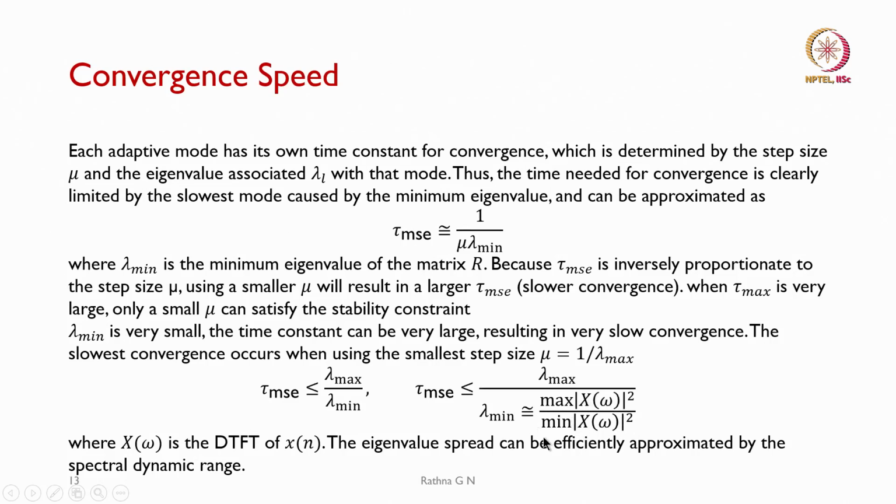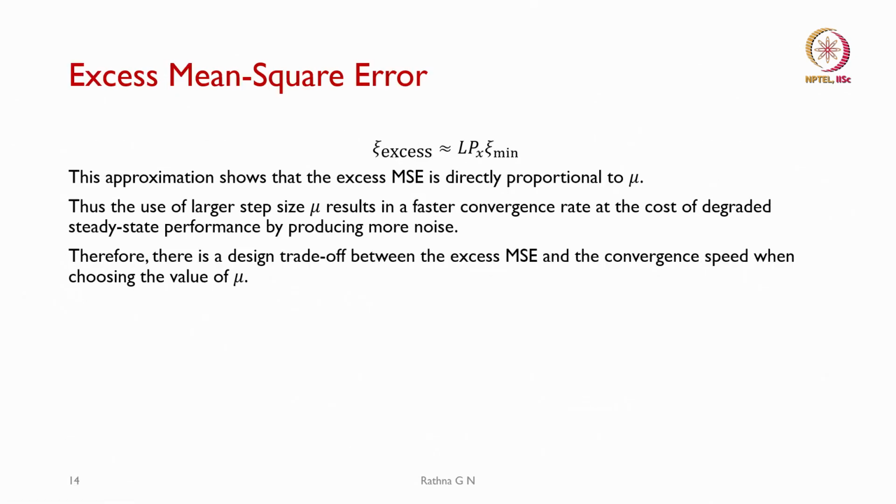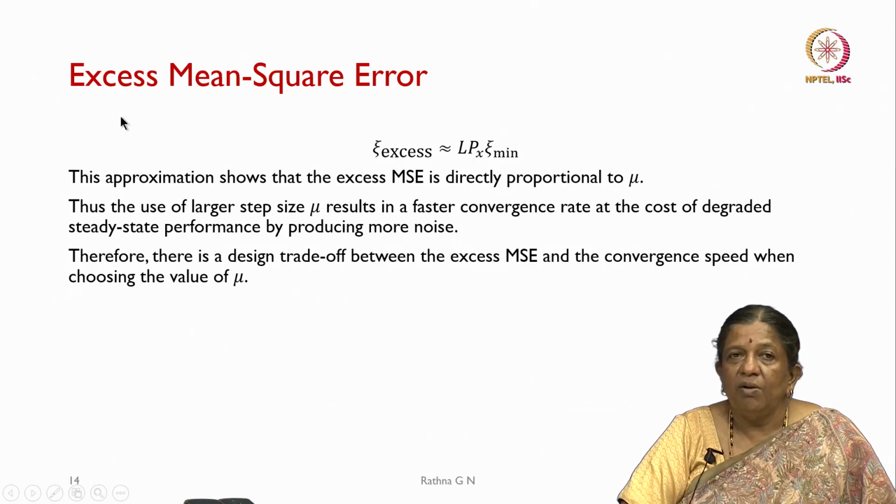So, how is this? We know that X of omega is the DTFT of x of n. So, we will be seeing that eigenvalue spread can be efficiently approximated by the spectral dynamic range in this case. So, we can see how the computation is going to be more. Now, the other way is how we can control our mean square error by using the excess mean square error.